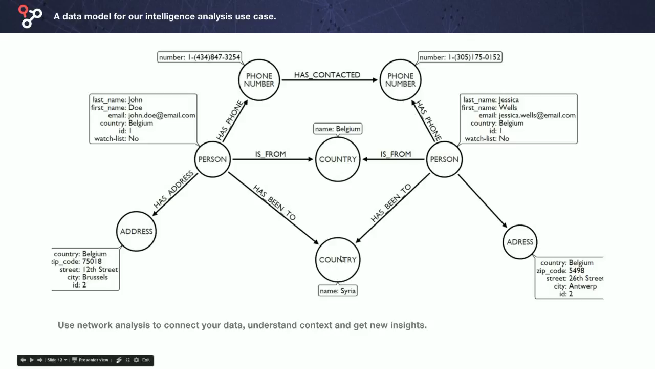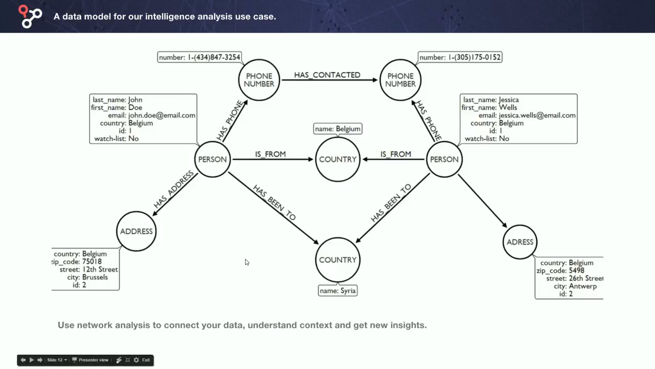So we have a node type which is country here, and this node represents the country Syria, with Syria as a name property. We have persons, and here we have one person, another one. The persons can have multiple properties, including a last name, a first name, an email, a country, an ID, and a watch list. And finally, we have addresses. Here one address, here another one, and phone numbers. Here a phone number, and here another phone number. So these are the types of nodes that we will be encountering.